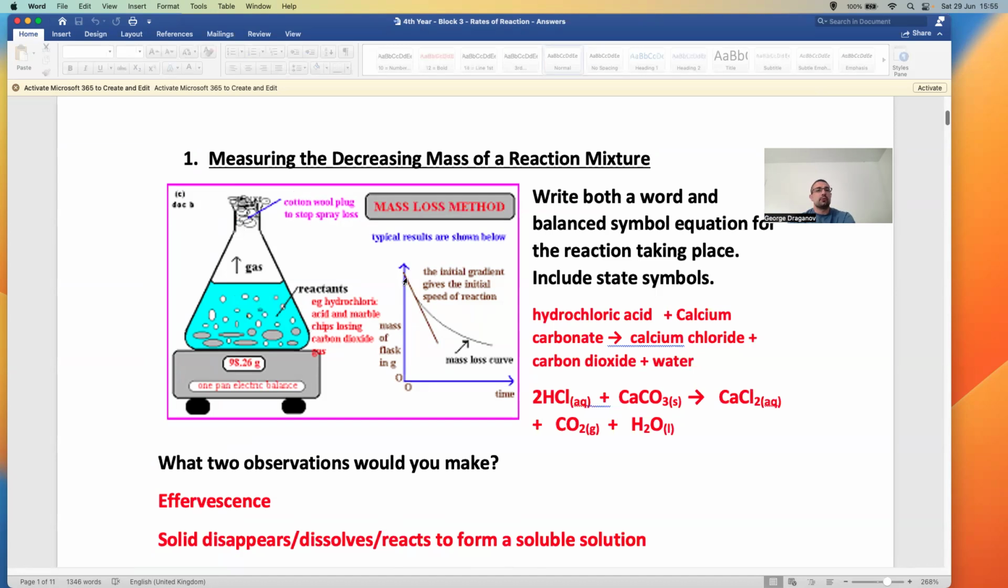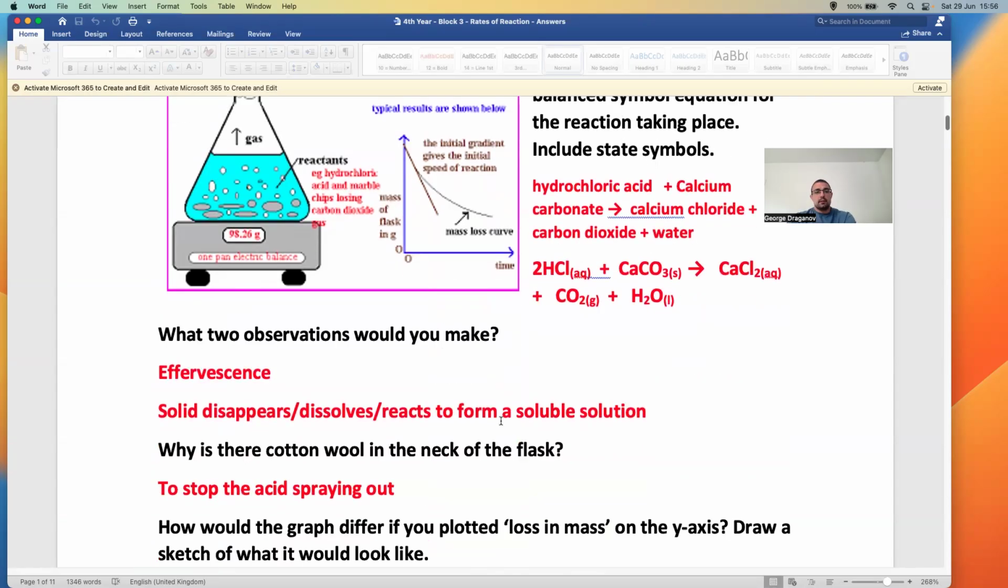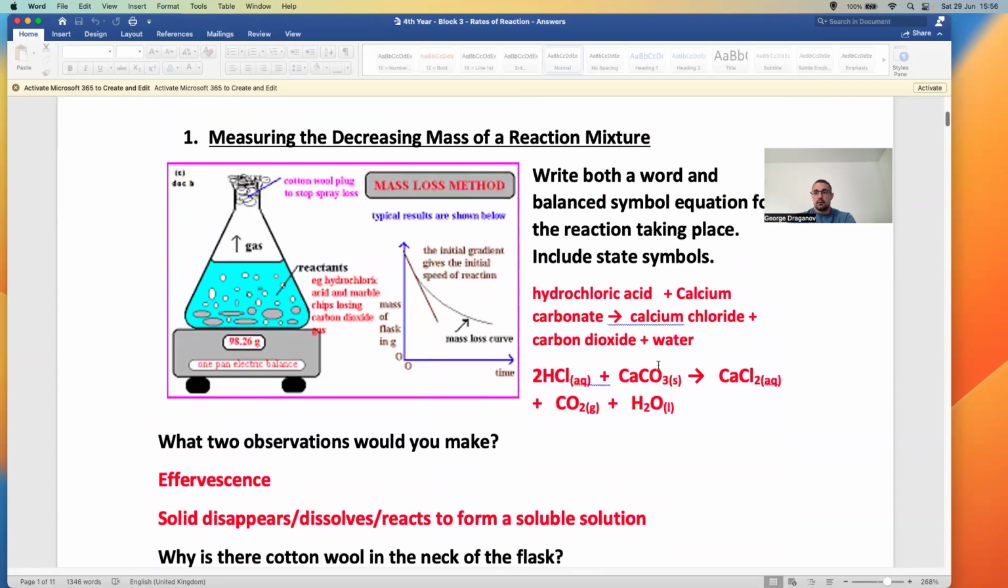As you can see, the mass will start high and it will decrease over time. You will record the mass every 30 seconds and plot a graph. That's how it works. So it is done per unit time. Now, obviously, you may be investigating temperature, or you may be investigating surface area, or even concentration with this.